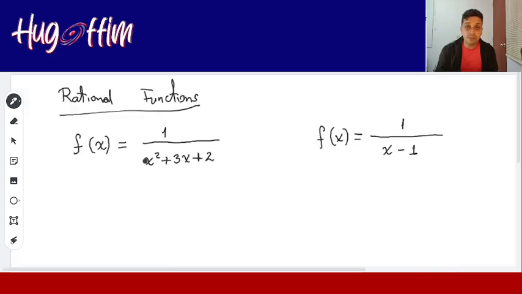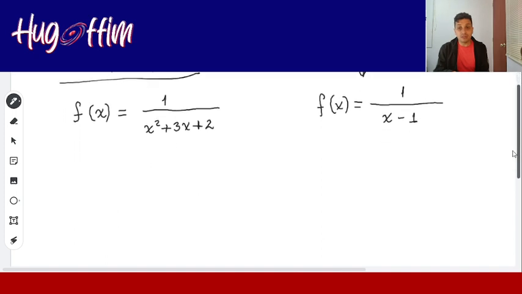Rational functions are functions with a structure in which we have a division between two polynomials to show our answer. In this case, we have two options: 1 over x squared plus 3x plus 2, and 1 over x minus 1. Now, I want you to think, what are the possible values of x that I cannot use in these rational functions? I suggest you start with this one first and try to think: what would be a possible value of x that I cannot use here?